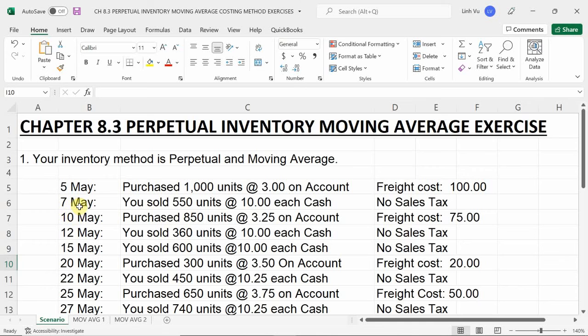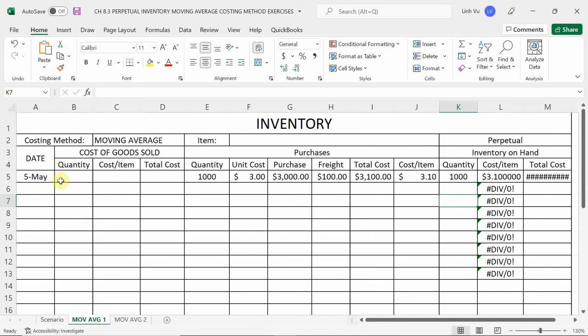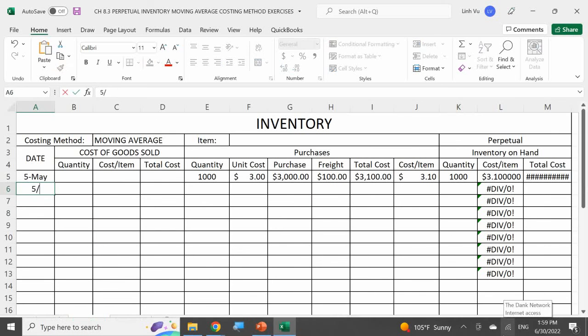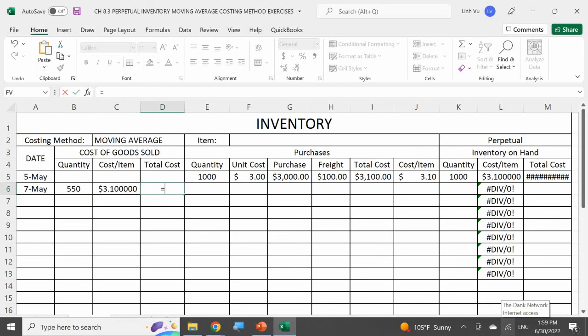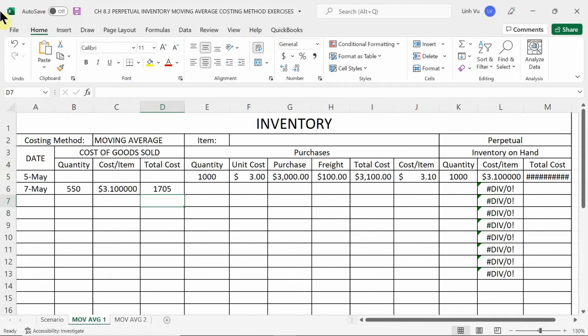Okay. May 7, we end up selling 550 units at $10 each. We sold 550 units. Right now, my current average cost per item is that $3.10. So then what grand total am I going to get here? $1,705. Good, right?